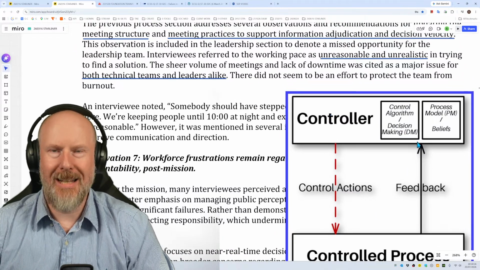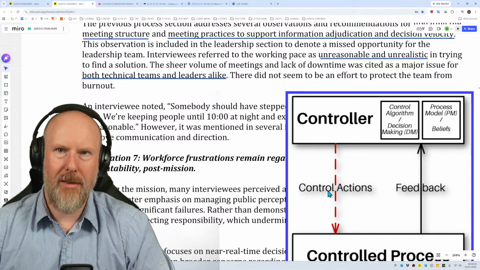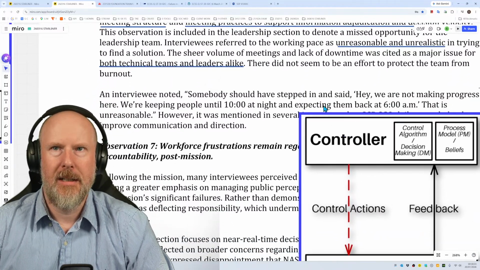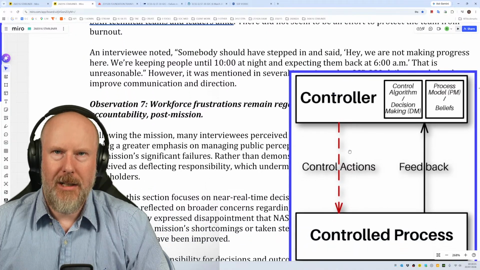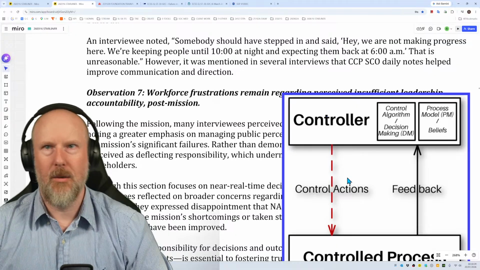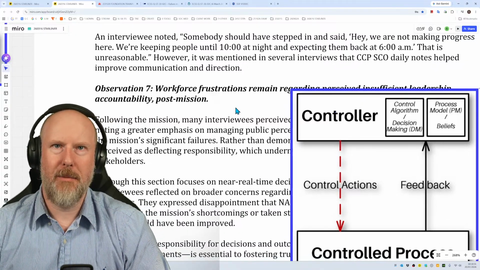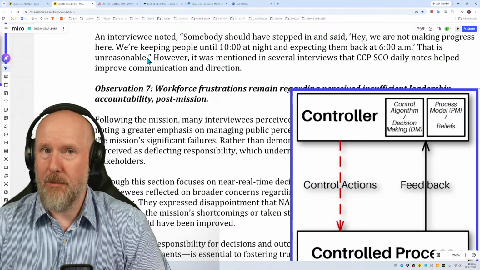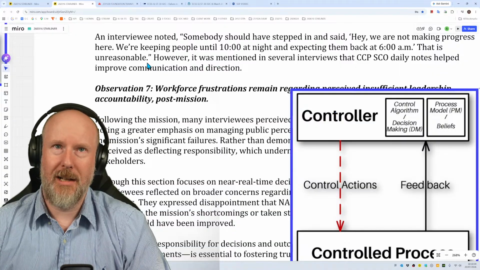What is involved in that loop that would explain why the control actions were not adequate in whatever shape or form? Okay, so an interviewee noted somebody should have stepped in. Hey, we're not making progress here. We're keeping people till 10 o'clock at night and expecting them back at 6 a.m. That is unreasonable. I mean, that's very polite. I probably wouldn't be as polite as that.